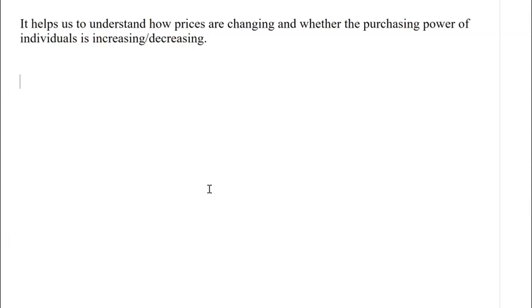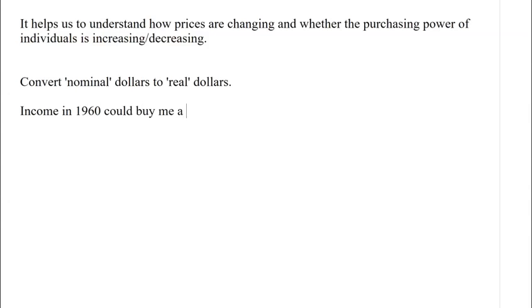Another thing that CPI helps us to do is convert nominal dollars to real dollars. As we saw in the example initially, nominal dollar is basically the dollar value of your income. Real dollar tells us the purchasing power of your income. So a lot of times people say income in 1960 could buy me a house and a car. Now the same income cannot do so.